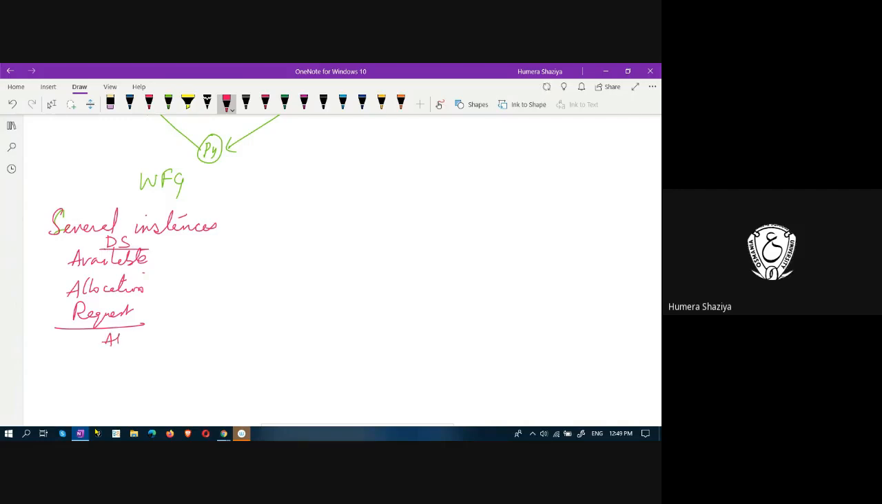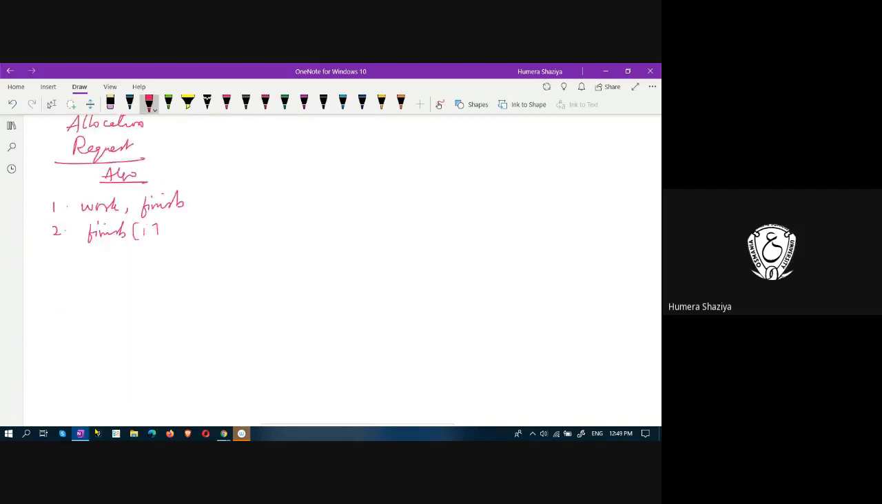Then the algorithm: the first step is similar to the safety algorithm. Work and finish are declared and initialized, and then we have to find an index i of a process such that finish of i is equal to false, similar to the safety algorithm, and request of i is less than or equal to work, where work is nothing but the available resources.